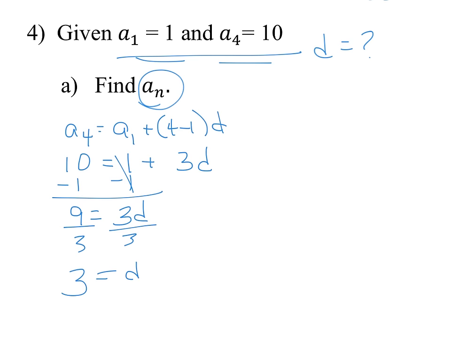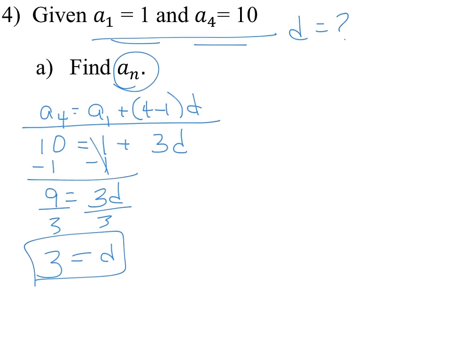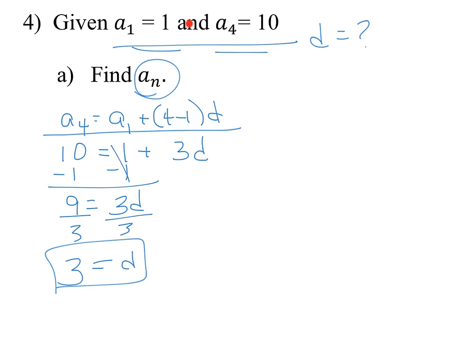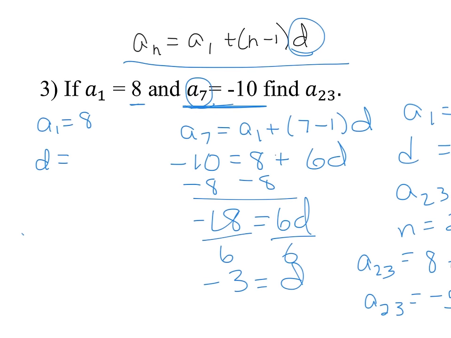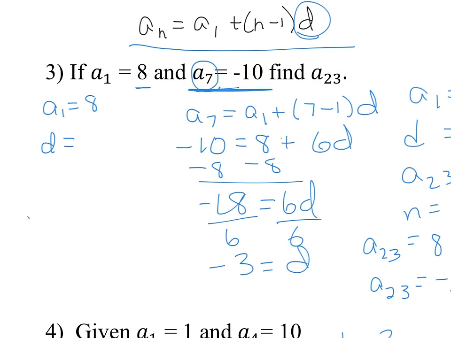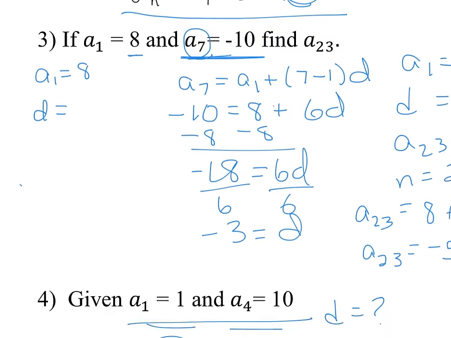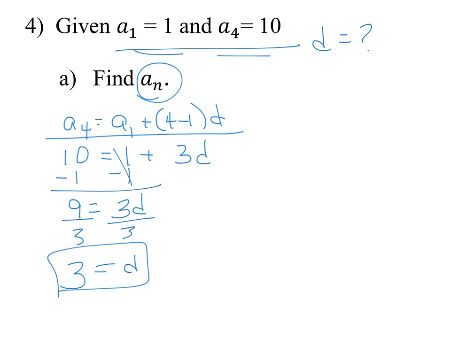Okay, so it sort of makes sense that d is 3. I plugged all these things in because it is going up. You're going up from 1 to 10, so it should be going up. On the one before here, see how it's going down? You're going from 8 to negative 10, so you're going down, so you should have been subtracting. That's just a little check for you to kind of see if you're doing it right.